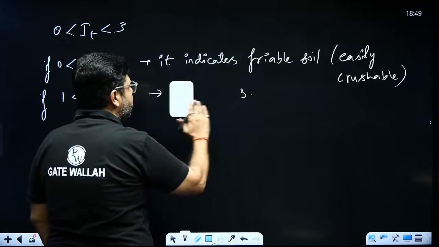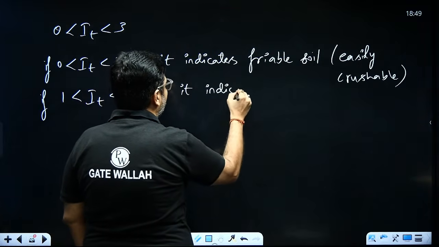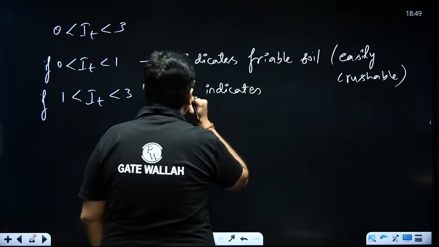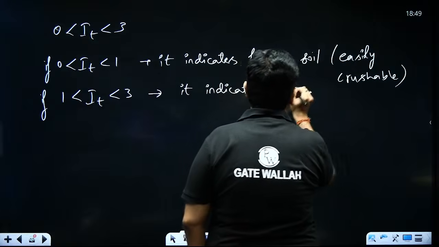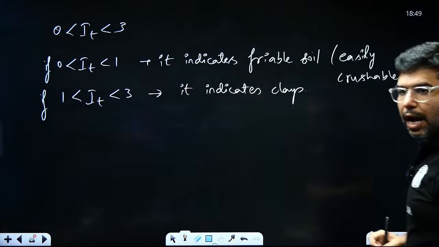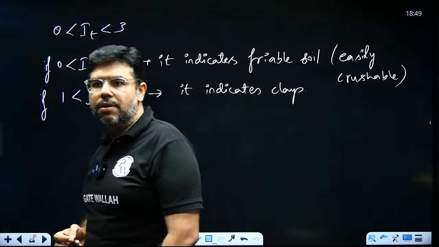It indicates clays. Got my point? IT will have a range between 0 to 3. No problem. Now, let us talk about the relative density.